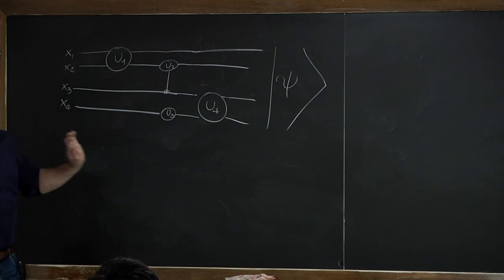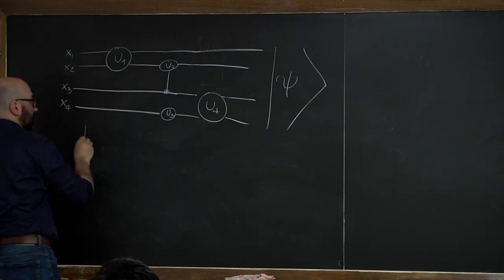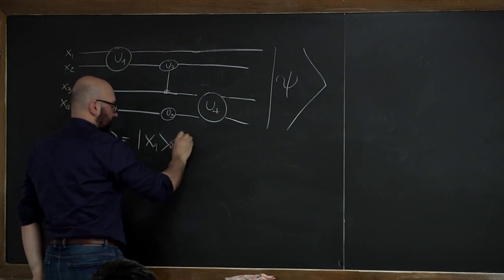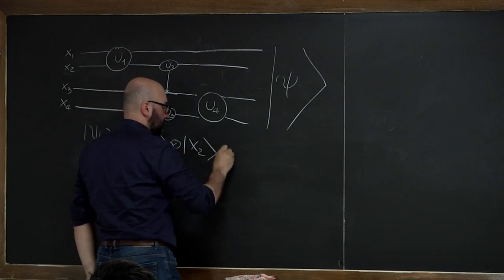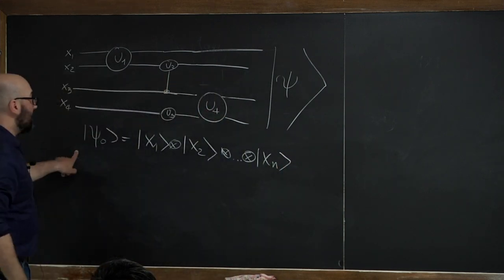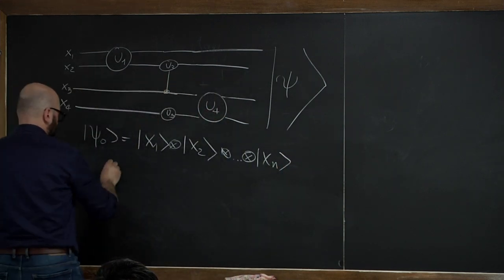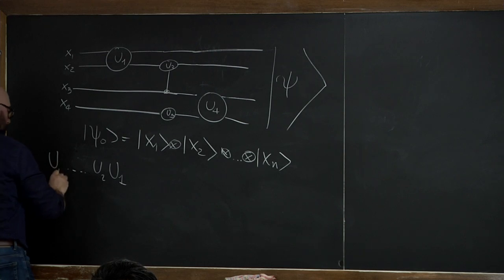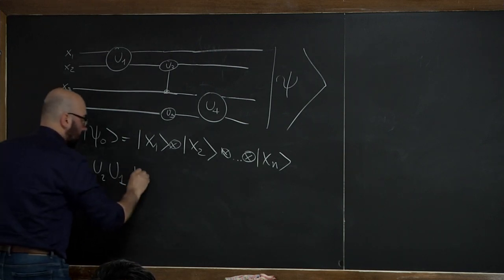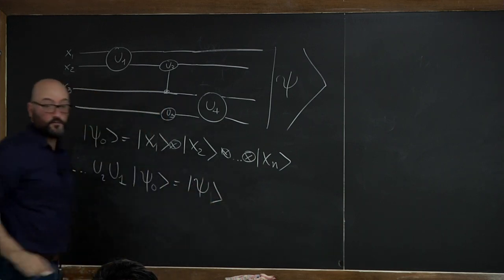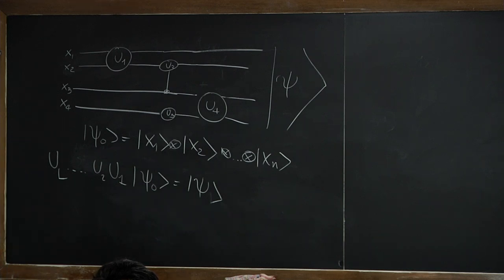you take an input state, which gives you an initial state psi 0, which is the product x1 tensor x2 tensor yada yada tensor xn. You apply a set of gates on psi 0, and you get the output. However, the output is a quantum state. We don't want a quantum state. We want a yes-no answer.